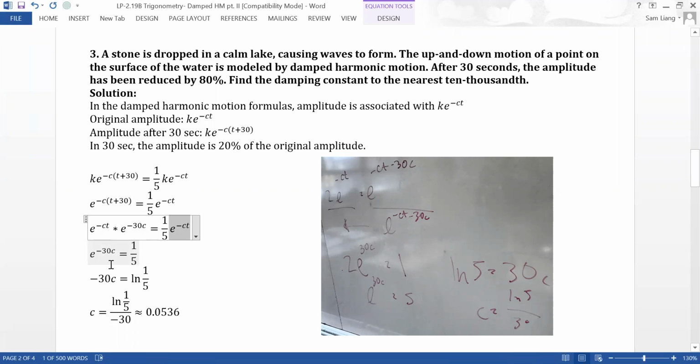Take the natural log of both sides. So I did ln of e to the negative 30c, and if you remember they're inverses of each other, you're going to get negative 30c on the left, and then ln of 1/5. Final step, divide both sides by negative 30, and your final answer should come out to 0.0536 if you round to the nearest 10,000.